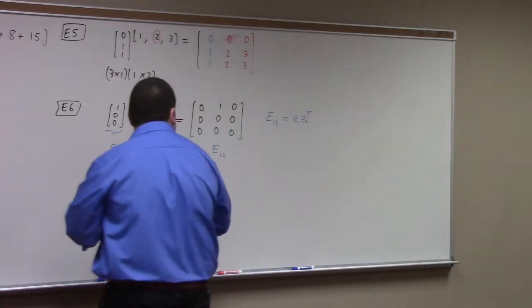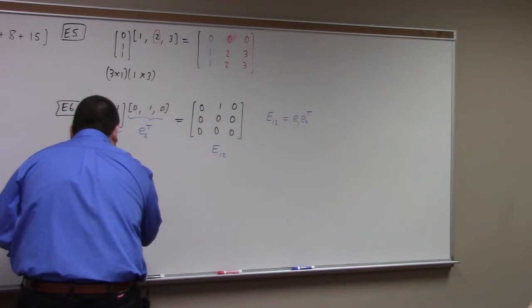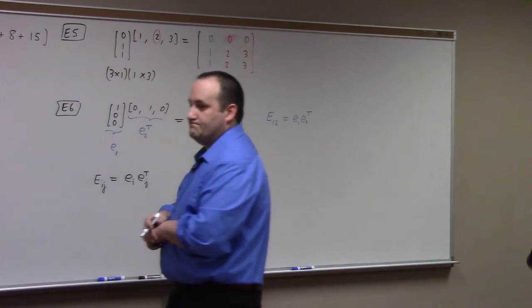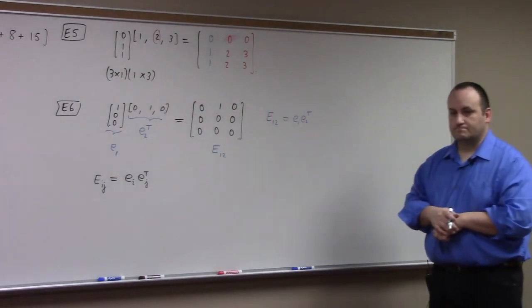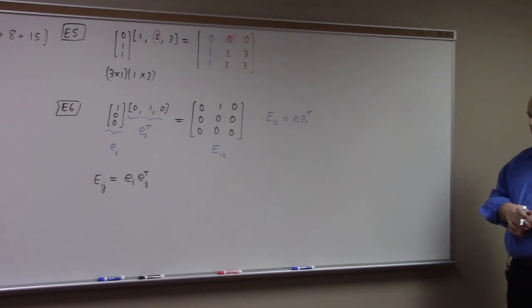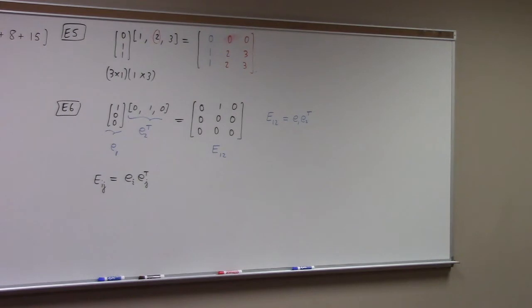Look, we can generalize this. If you have Eij, the square Eij, you can build it from Ei times Ej transpose, just the same. That's actually true. Here's a proof. So how would we prove that that's true?